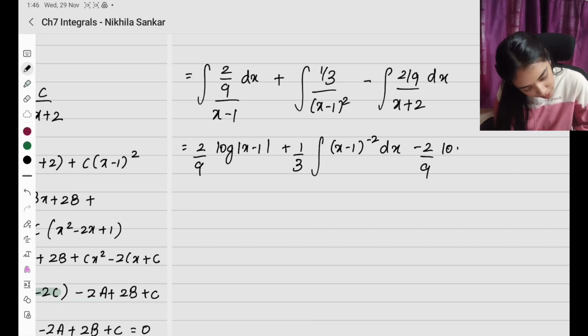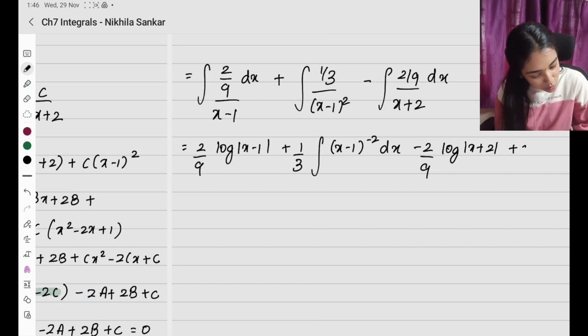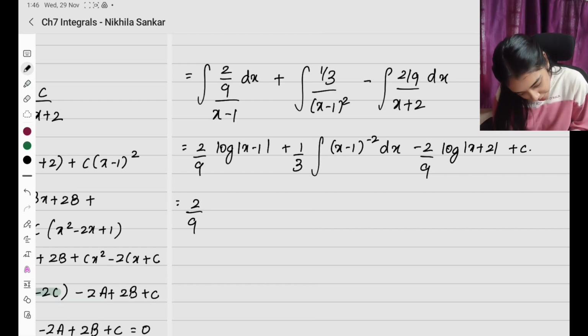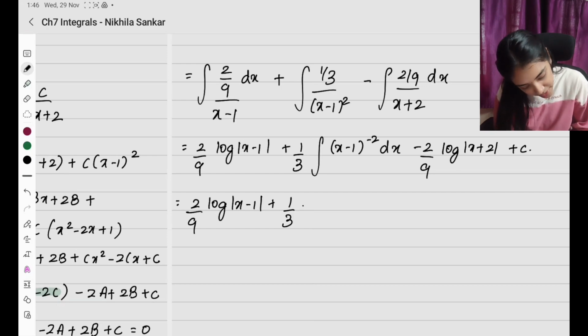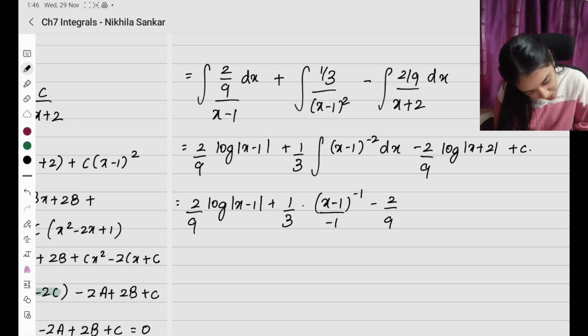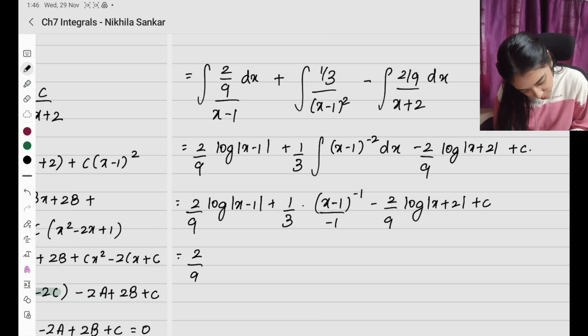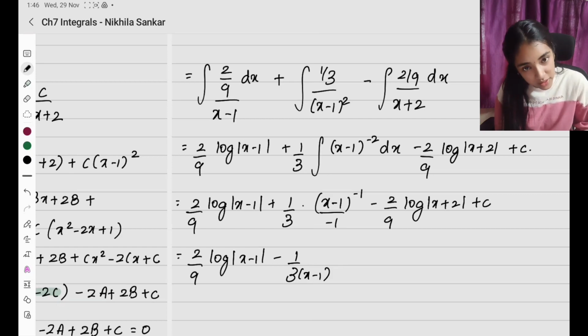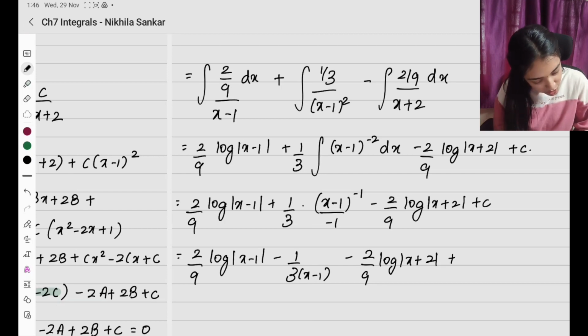Minus 2 by 9 log mod x plus 2 plus c. So when I solve, I have 2 by 9 log mod x minus 1 plus 1 by 3 times x minus 1 to the power minus 1 divided by minus 1 minus 2 by 9 log mod x plus 2 plus c. So this is nothing but 2 by 9 log mod x minus 1 minus 1 by 3 times x minus 1. In the denominator, x minus 1 the whole power minus 1 becomes 1 by x minus 1, minus 2 by 9 log mod x plus 2 plus c.